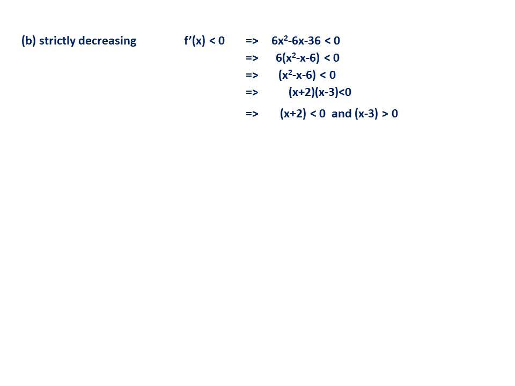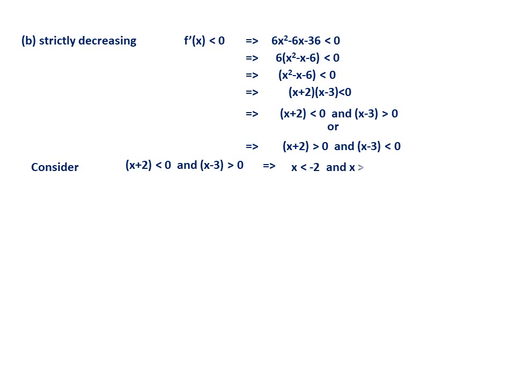Whenever the product of two real numbers is negative, one should be positive, one should be negative. So you can take x plus 2 negative, x minus 3 positive, one case. Second one, x plus 2 positive and x minus 3 negative. Now consider the two cases separately. x plus 2 negative, x minus 3 positive implies x should be less than minus 2 and x should be more than 3, which is not possible. So this is not possible.